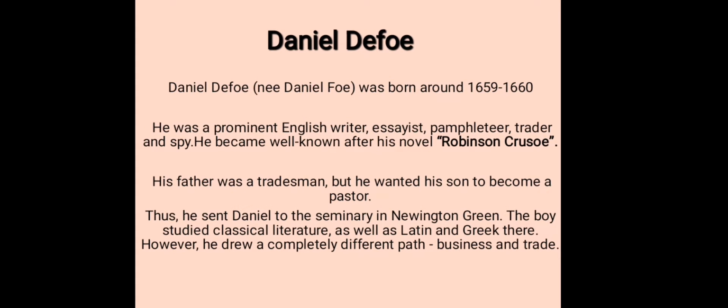Daniel Defoe was born around 1659 and died in 1660. He was a prominent English writer, essayist, pamphleteer, trader, and spy. He became well known after his novel Robinson Crusoe.